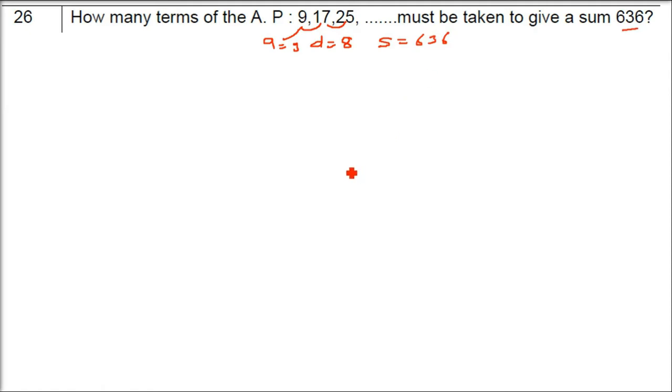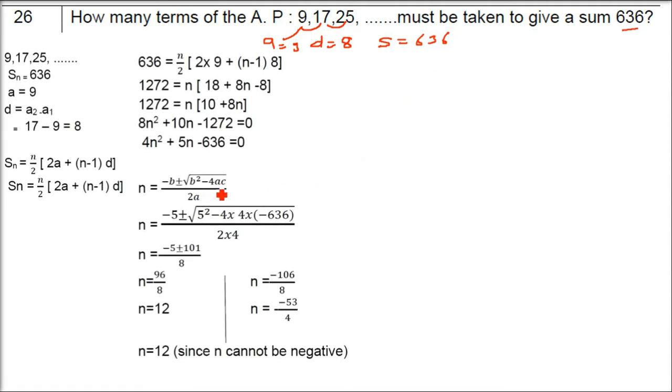So just use the sum formula of this AP. All this which I have spoken, you have to write it. You have to pen down all these. So this Sn will be n by 2 into 2a plus n minus 1 into d. A is 9, d is 8. When we solve this, I'm not solving it, I'm just showing you that this particular result is going to come: 4n square plus 5n minus 636.